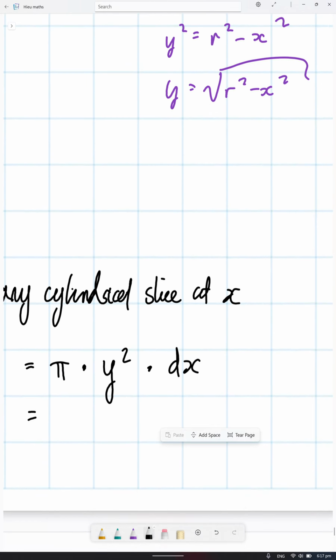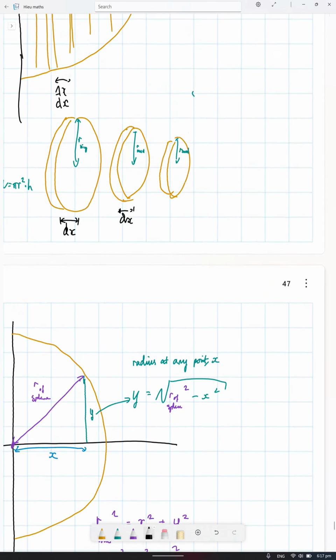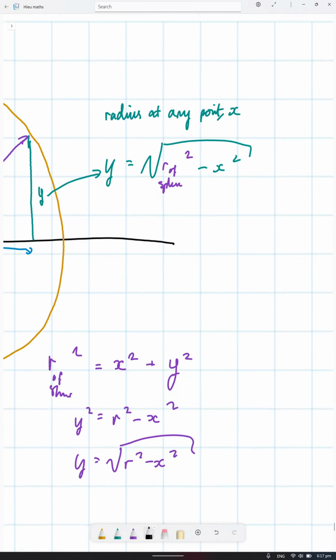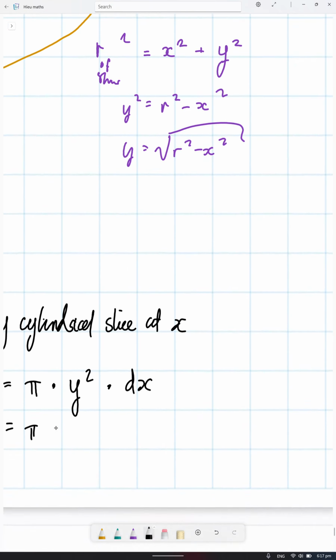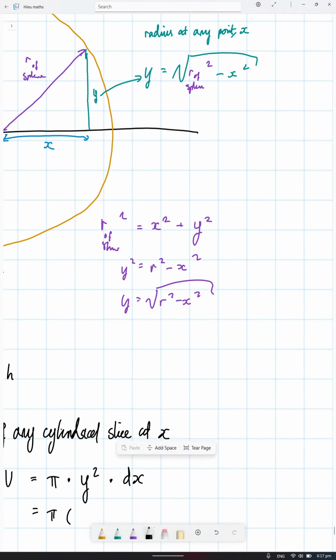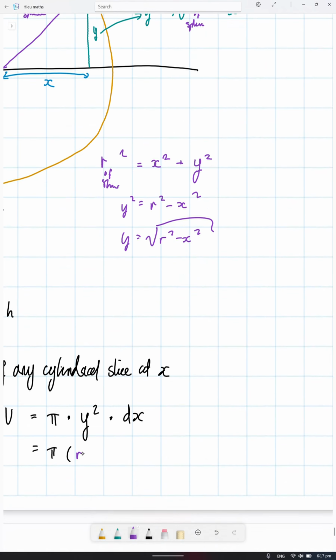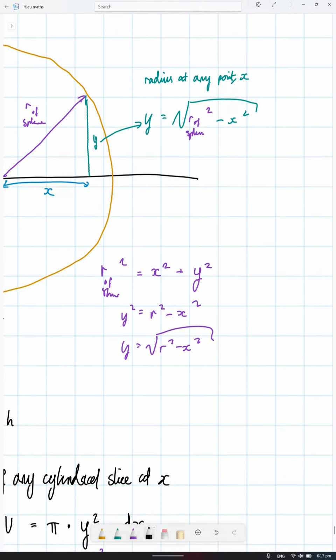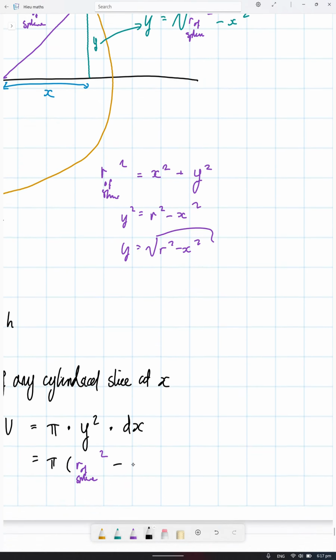Then let's put it out. So let's expand y. Let's substitute what y equals. So y equals this, that's a square root. So we're just going to open that square, which is just, I'm going to keep this r in purple, radius of sphere, squared minus x squared, multiplied by dx.